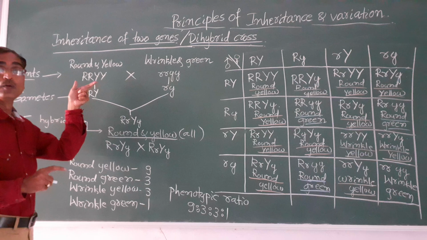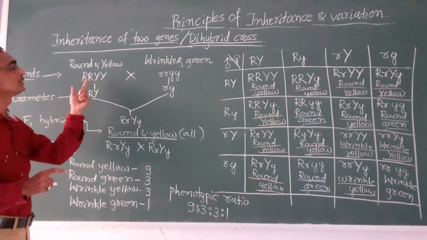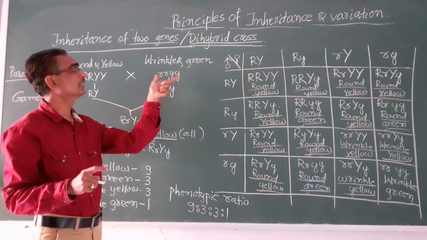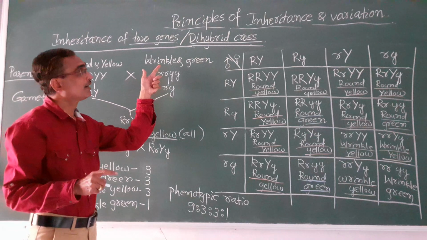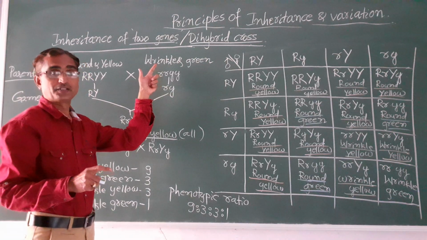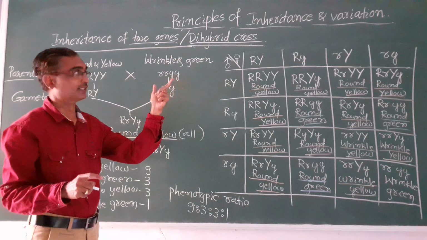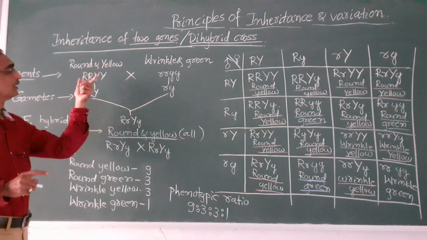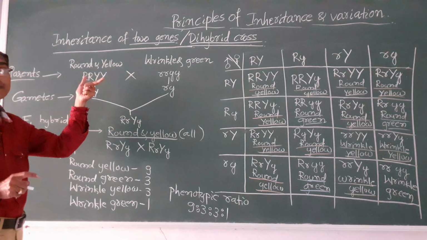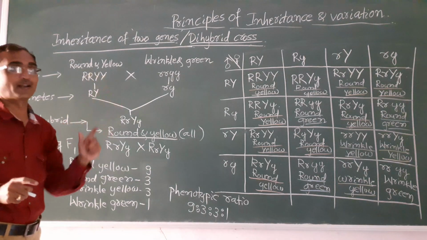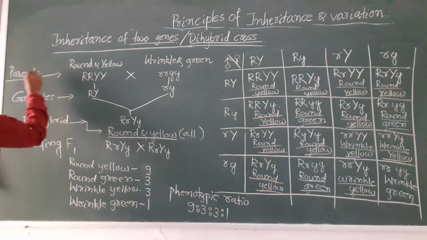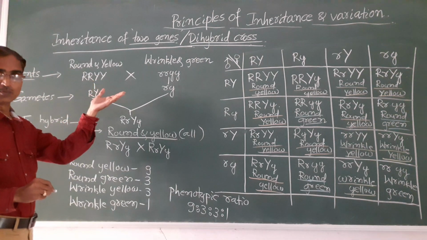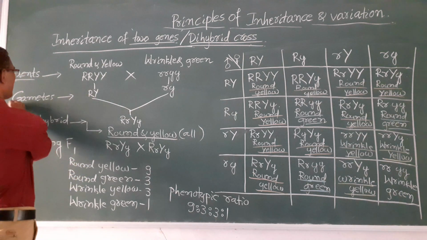and one plant has homozygous round-shaped and yellow-colored seeds, and another plant has wrinkled-shaped and green-colored seeds. A cross is made between these two plants having two pairs of contrasting characters, and these are the parents. And then when a cross is made between these two parents, what happens? The gametes will be formed.